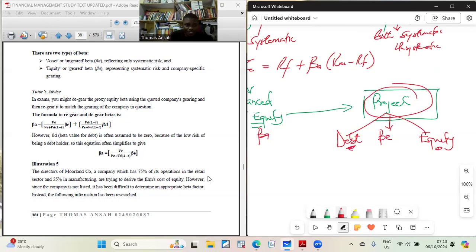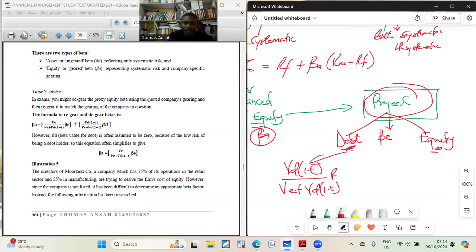Now, if you want beta A, this is how you find beta A. Look at the formula very well. We have the value of equity divided by the value of equity plus the value of debt. So the debt, you take that one. This is something we will do in WACC. So this one will be VD (1 minus T) all over VE plus VD (1 minus T).